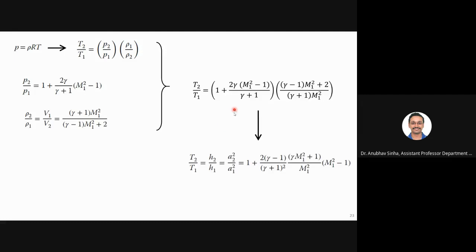Now temperature ratio we can also write as H2 by H1 because I am assuming that Cp remains constant. So H is equal to CpT. If Cp remains constant, I can write temperature ratio as enthalpy ratio. Now that can also be written in terms of A1 and A2 square, if you recall how we described stagnation enthalpy. So A1 plays a part and then that will be in terms of this.